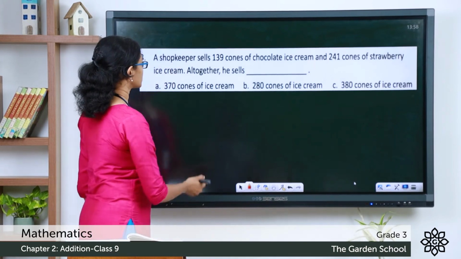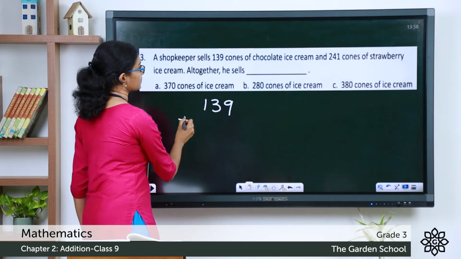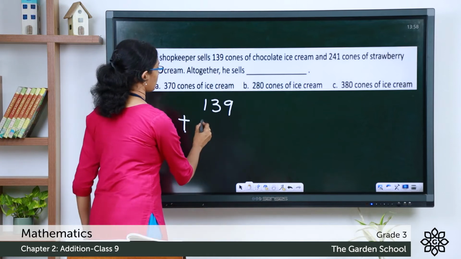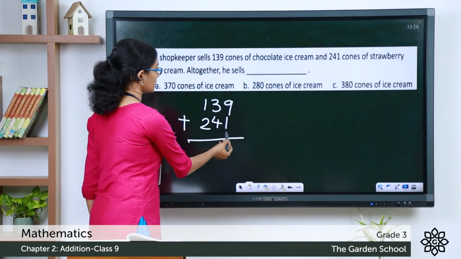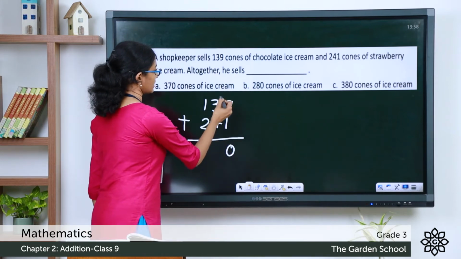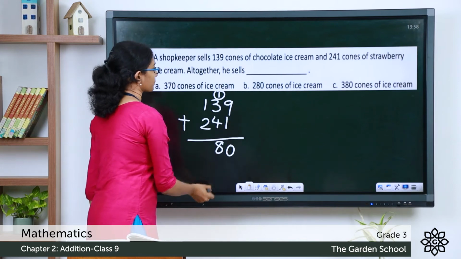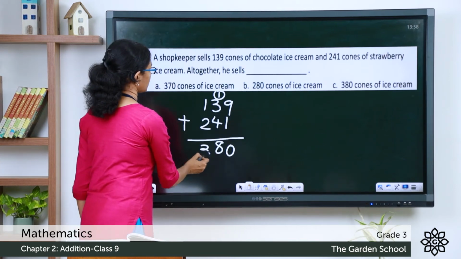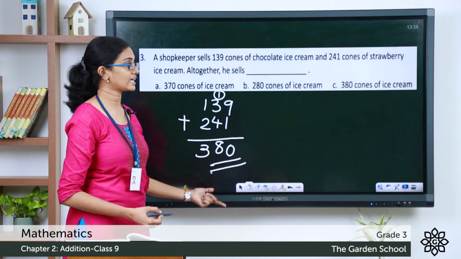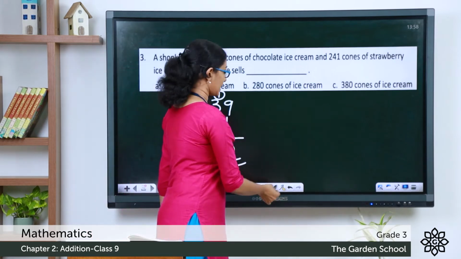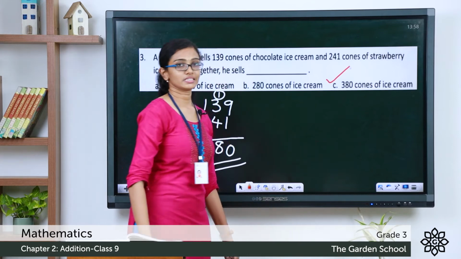So, from the question, let's take the addends. It is 139 plus 241, which is the number of cones of strawberry ice cream. Now, let's add the ones first. 1 plus 9, 10, carry over 1. 4 plus 3, 7 plus 1, 8. 2 plus 1, 3. So, what is the total number of ice cream cones that he is selling? It is 380 cones of ice cream. That is option C.